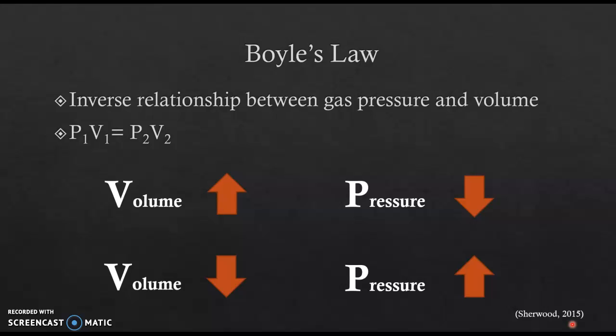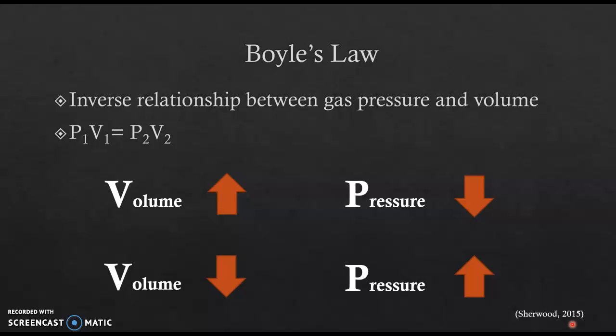All right, so let's start with Boyle's Law. Boyle's Law essentially states that there is an inverse relationship between gas pressure and the volume of the space that gas occupies. It can be written as a formula: P1 times V1 equals P2 times V2. Essentially, as the volume of a space that a gas can be present in increases, the pressure of that gas will decrease.